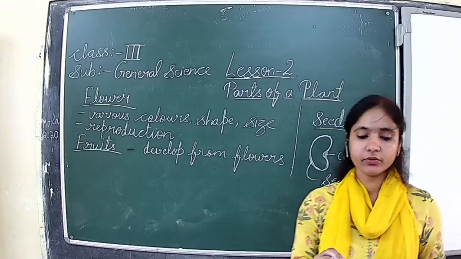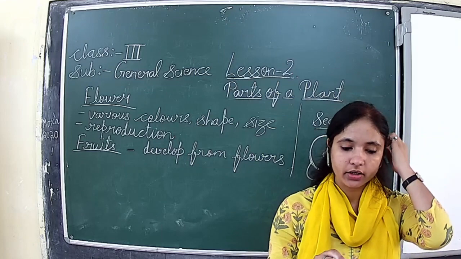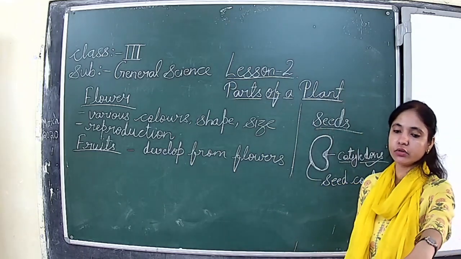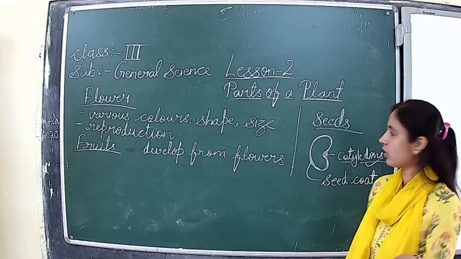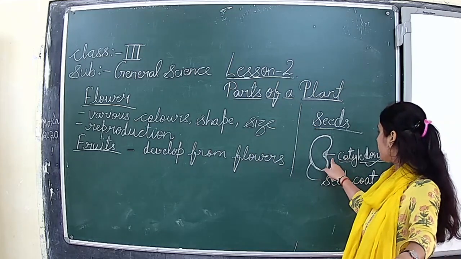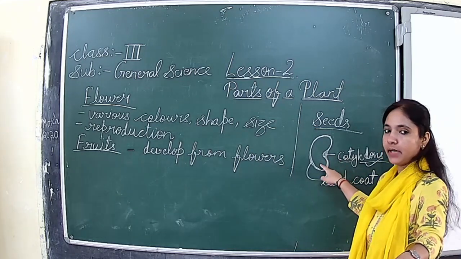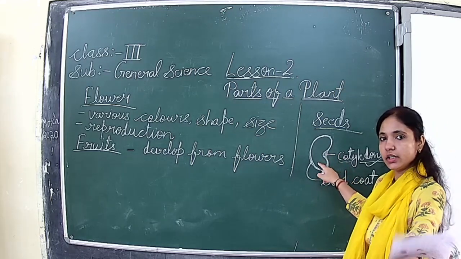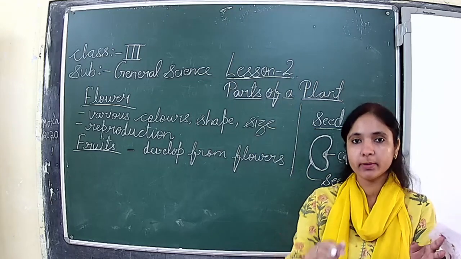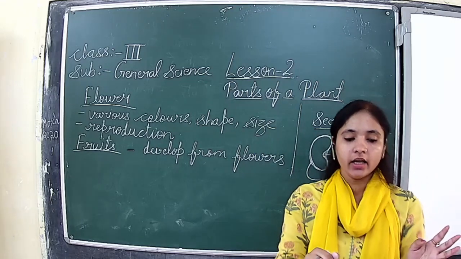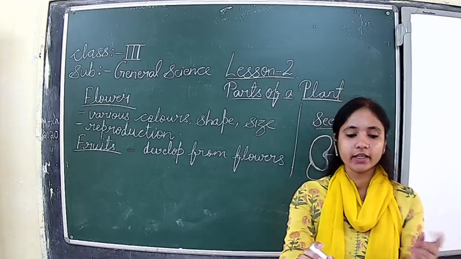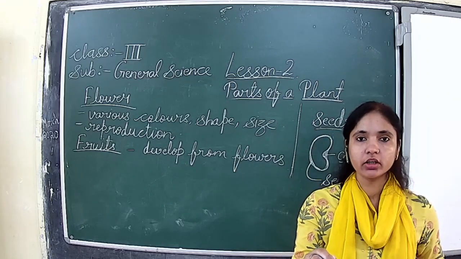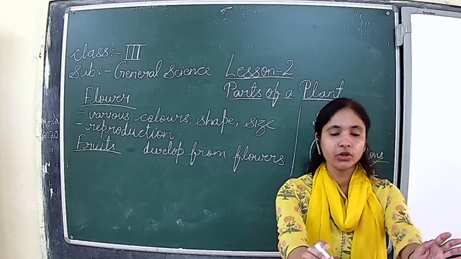A seed contains food for the baby plant in the cotyledons. What does the seed contain? A seed contains food for the baby plant in the cotyledon. So where is the food present? In the cotyledon. And when mature and healthy seeds are sown in the soil, they can grow into new plants.